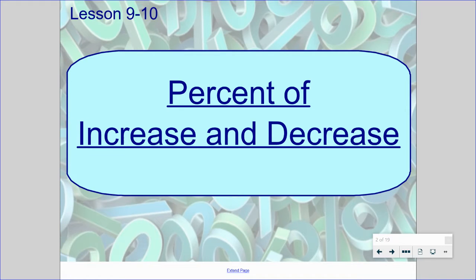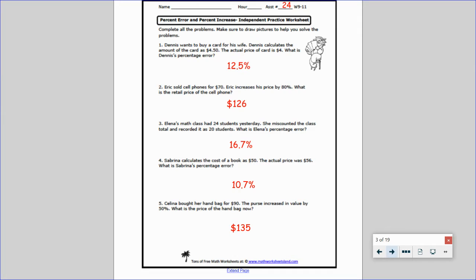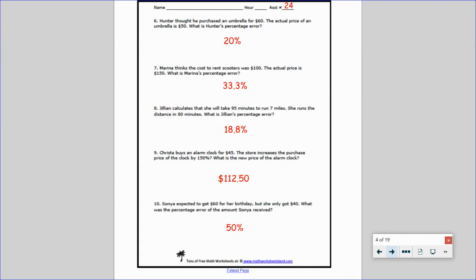This is almost a part 2 of Chapter 9, Lesson 10. Percent of increase and decrease, word problems today. Let's go ahead and pause, take a look at the front side. Come on back when you're ready for the second side of the assignment. And here's the second side.